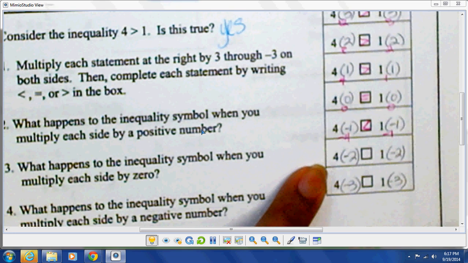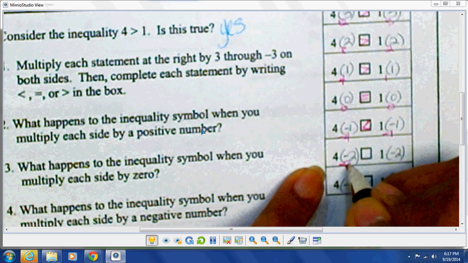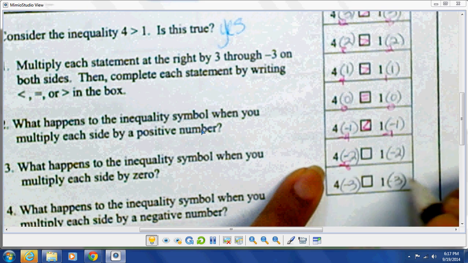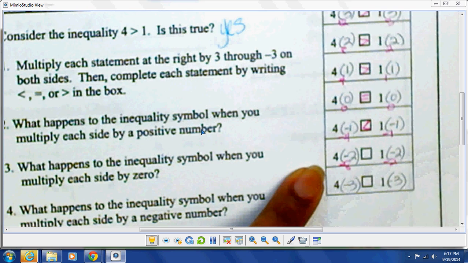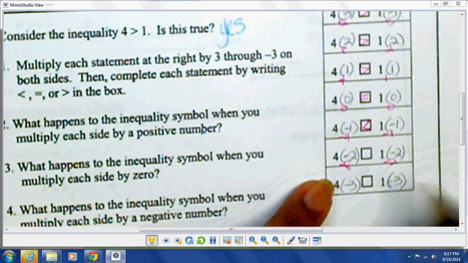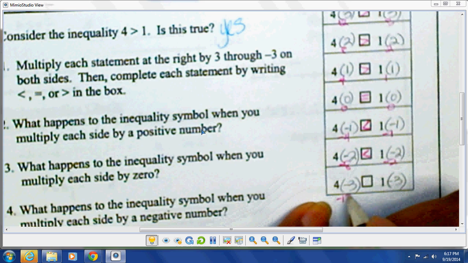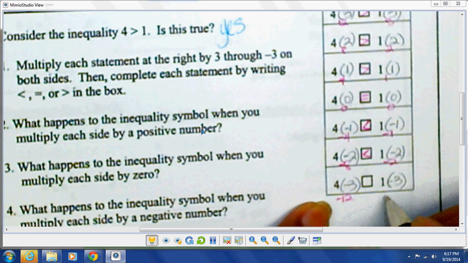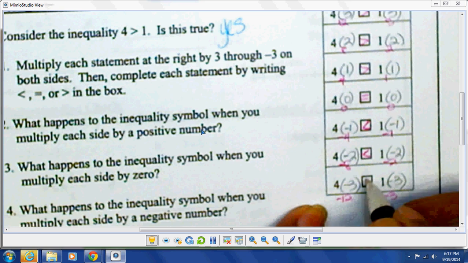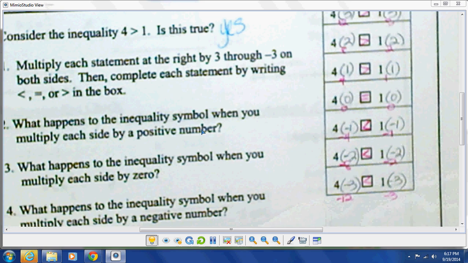Okay, 4 times negative 2 is negative 8. 1 times negative 2 is negative 2. So negative 8 is less than negative 2. And 4 times negative 3 is negative 12. 1 times negative 3 is negative 3. So negative 12 is less than negative 3.